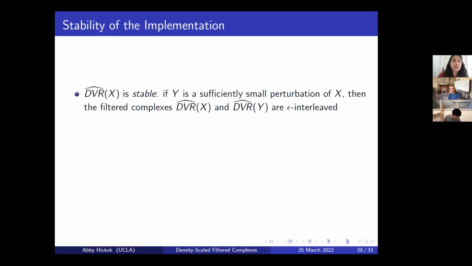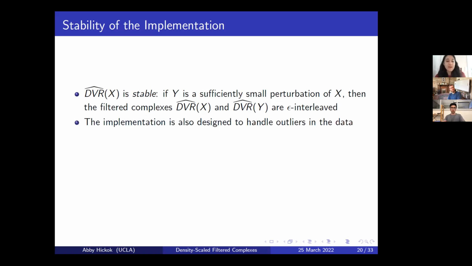Okay, so the implementation is stable. If y is a small perturbation of x, then the two filtered complexes are epsilon-interleaved, so their persistence diagrams will be similar. This does technically require another condition on x, which is that it's in general position, but when the data is random, this is almost surely satisfied. So I don't worry about that.